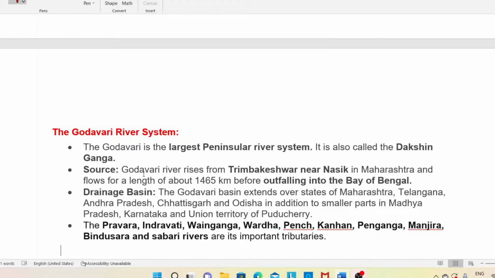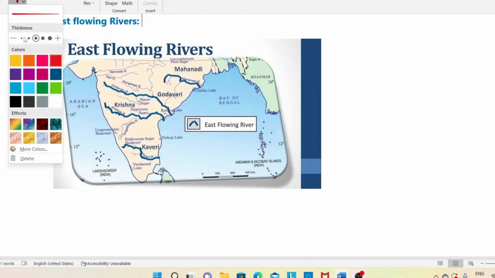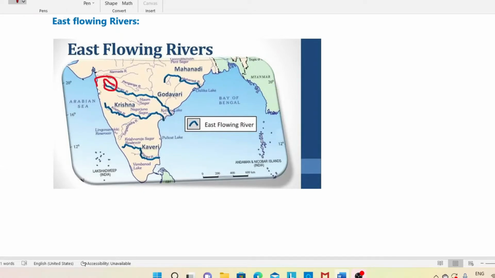Godavari river rises from Triambakeshwaram near Nasik in the state of Maharashtra. Here we can see the Godavari river originates near Triambakeshwaram. Here this is Nasik in the state of Maharashtra and it drains into the Bay of Bengal. The origin is very important. Please remember.